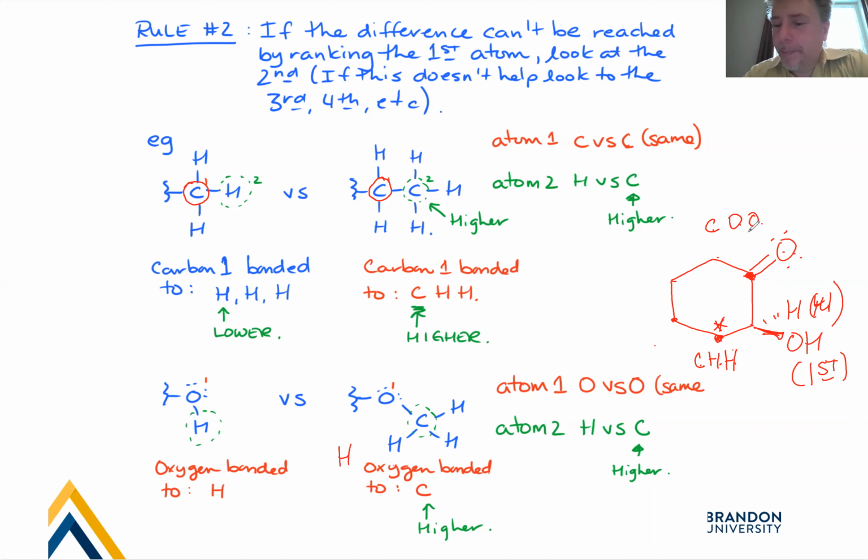Then what we do is we compare the highest priority atom on one side with the highest priority atom on the other. So this one's highest is a carbon. This one is oxygen. So this carbonyl, this ketone here, this would be 2, and this one over here would be 3rd.